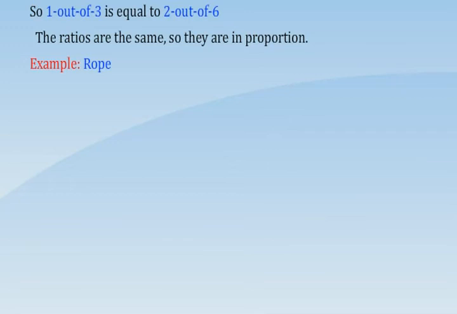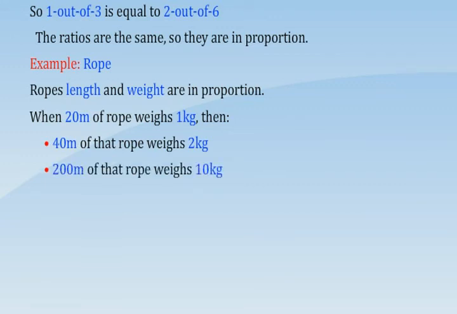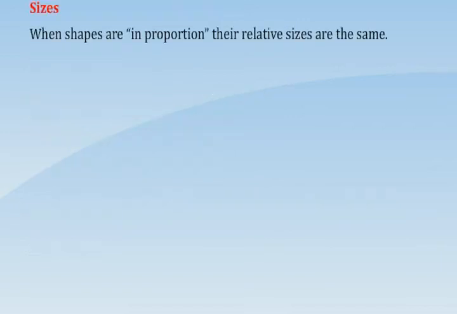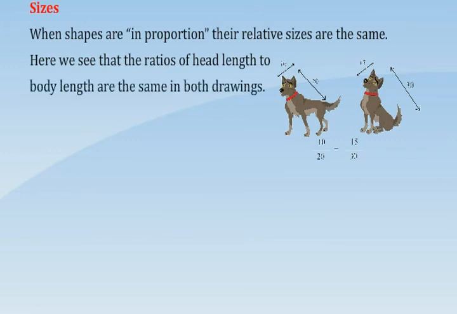Example, rope. Rope's length and weight are in proportion. When 20 meters of rope weighs 1 kg, then 40 meters of rope weighs 2 kgs. 200 meters of that rope weighs 10 kgs. So, 20:1 is equal to 40:2. Sizes. When shapes are in proportion, their relative sizes are the same. Here, we see the ratios of head length to body length.